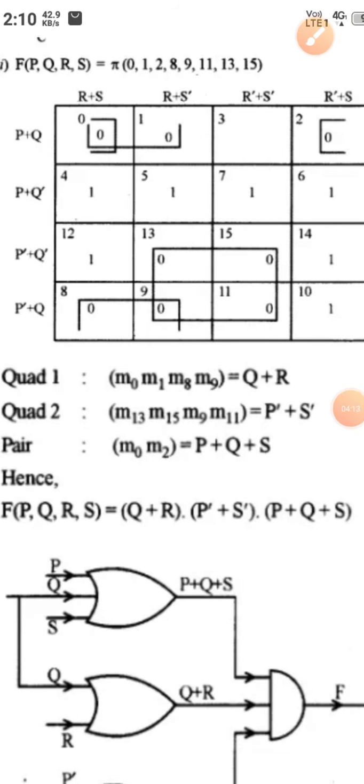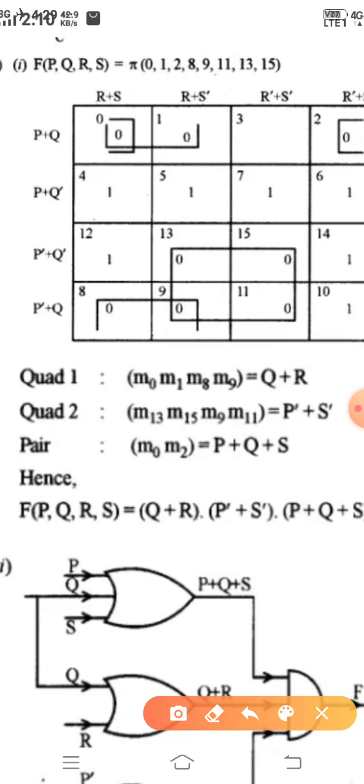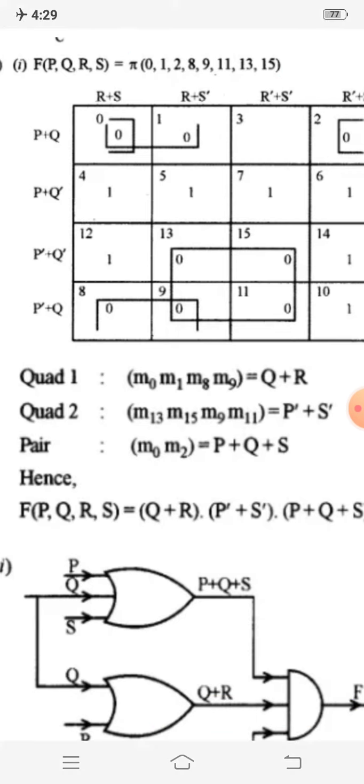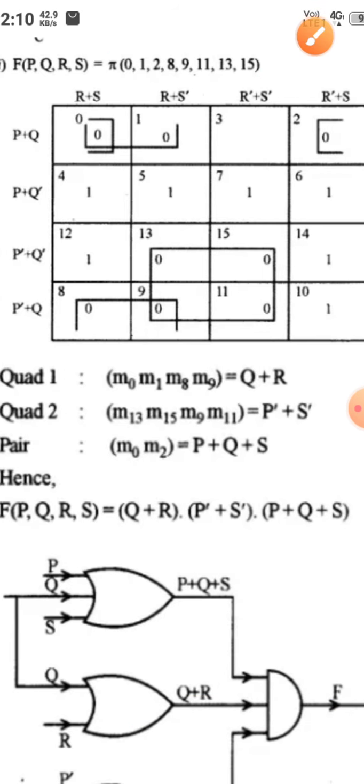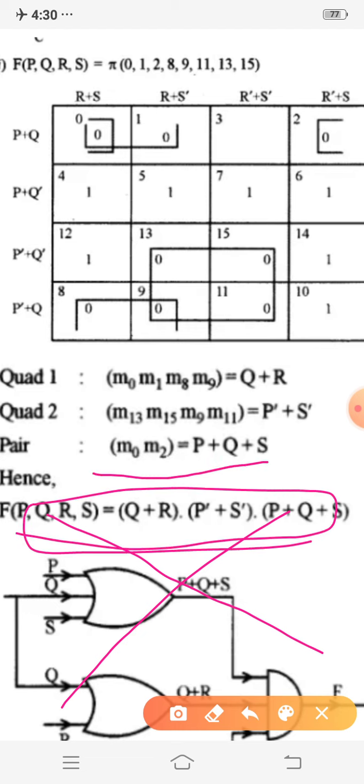Now one more question we have based on POS. F(P,Q,R,S) is equal to pi 0, 1, 2, 8, 9, 11, 13, 15. This is the question given, so you have to minimize it using K-map. I have given the solution. Don't look at this part, this is another part, up to here. This is the final answer in this box, so do it again yourself. This is also homework for you.